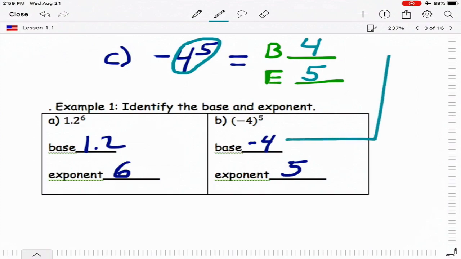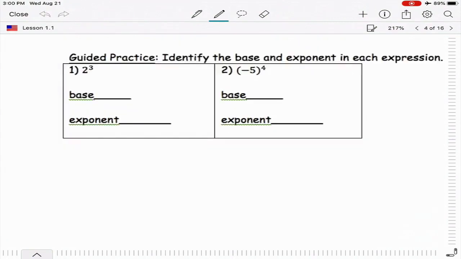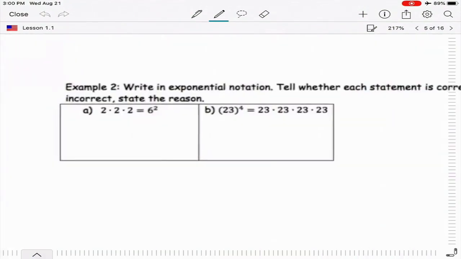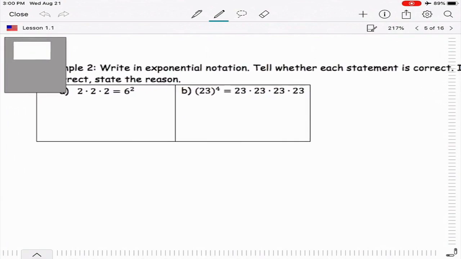Look at the difference in my answer here. With parentheses, you include everything that's inside the parentheses as your base. Without parentheses, you only include the number that is attached to the exponent. You do not include any other numbers or any other symbols. Let this visual help you understand that better. All right, go ahead and do these two on your own. Pause the video, of course, and then let's move on to example 2.